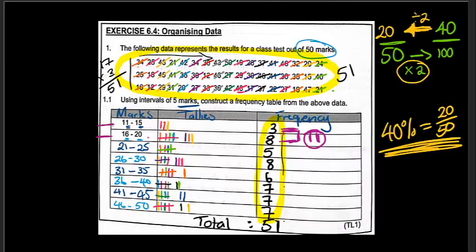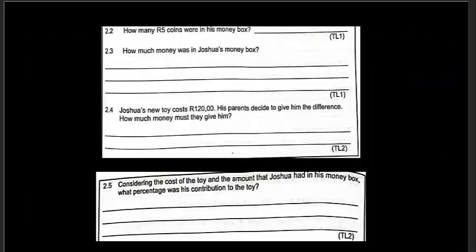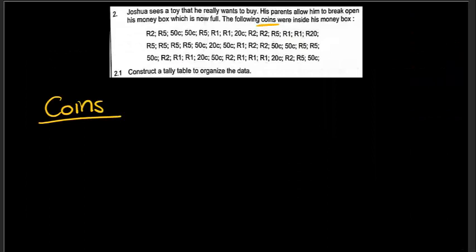So let's do that. Our tally table needs to have headings, so let's give it 3 headings. The first heading is the category of items that we're talking about. In this instance, we're talking about coins. In our previous examples, we were talking about marks, or sweets, or the color of your car. So the category of items that we are grouping is coins.